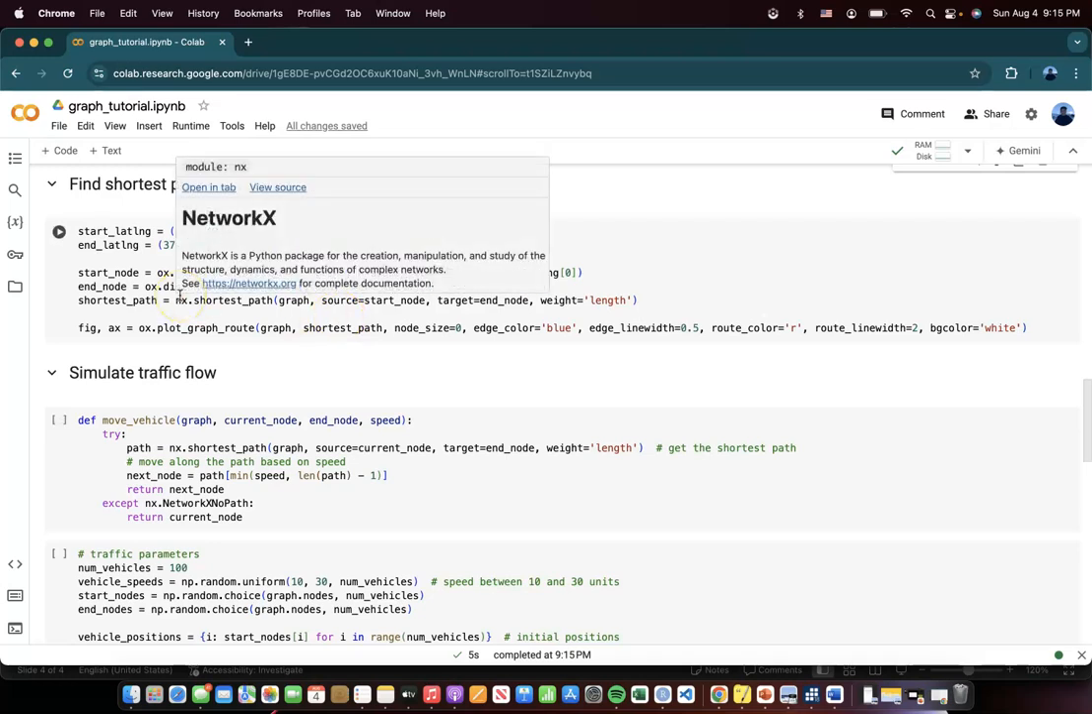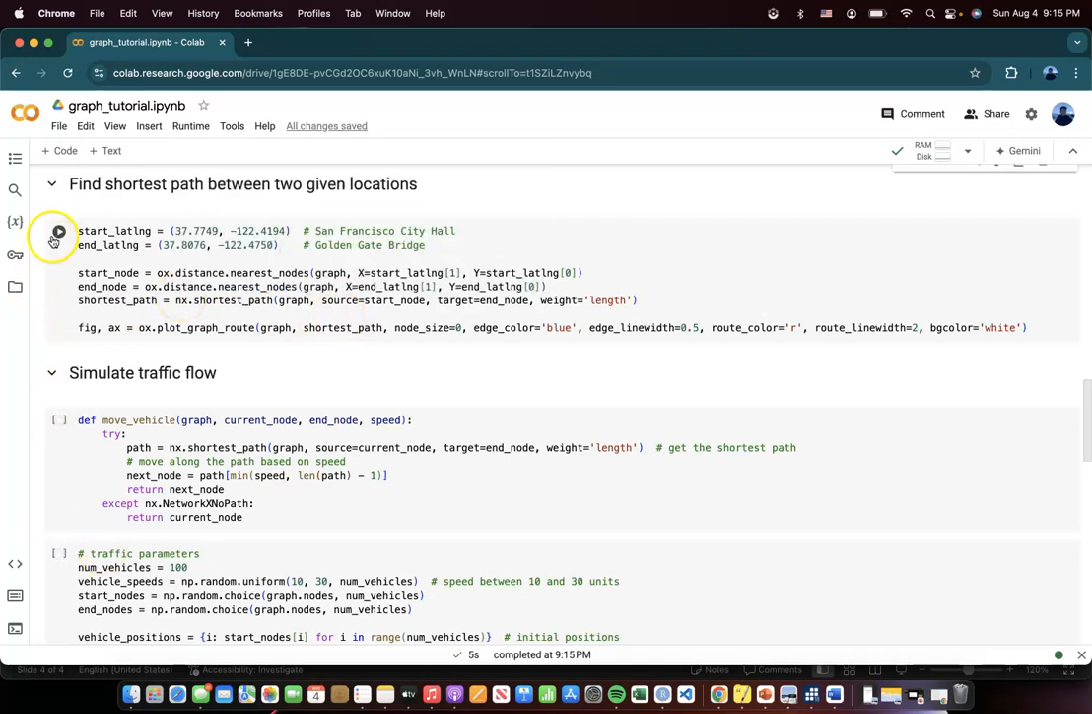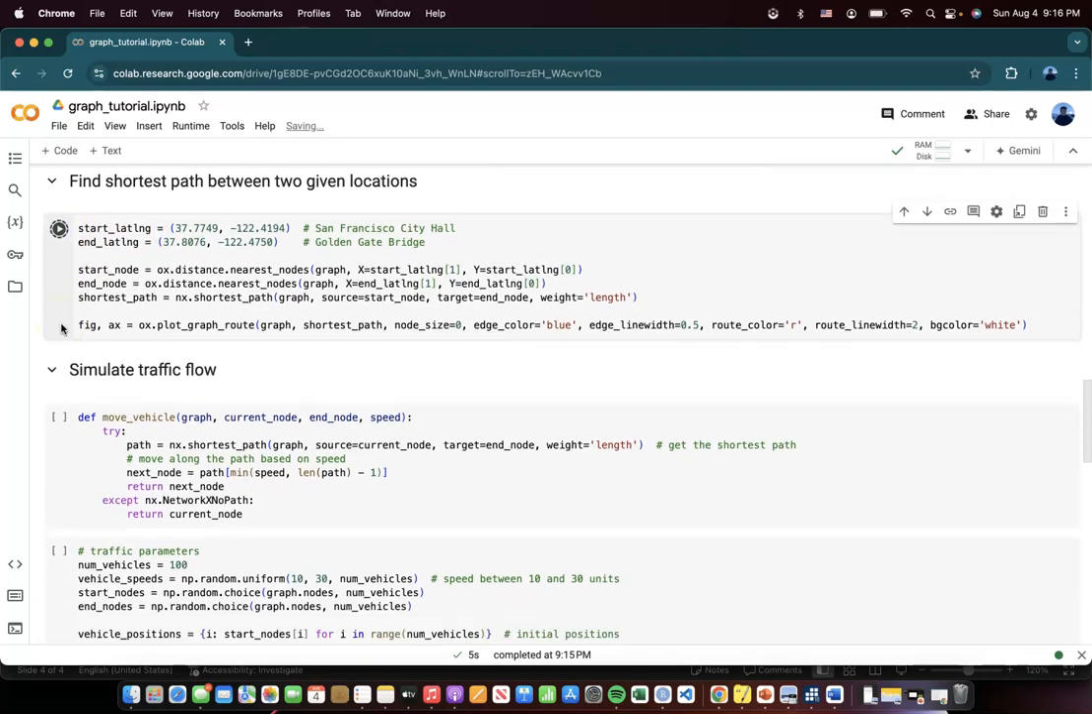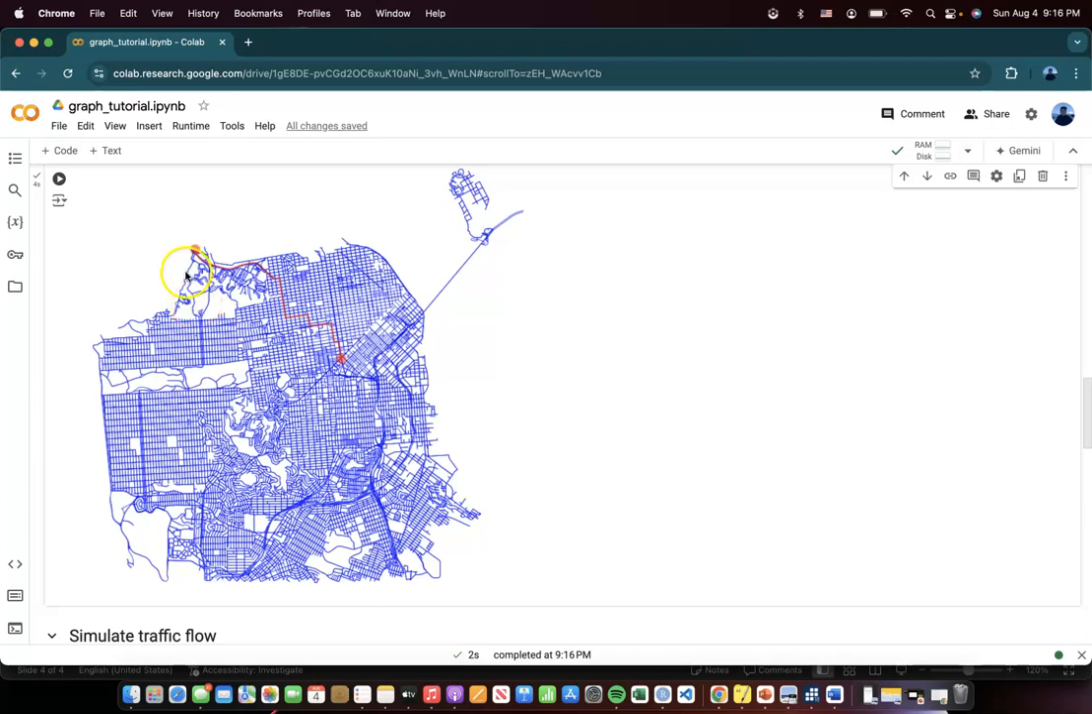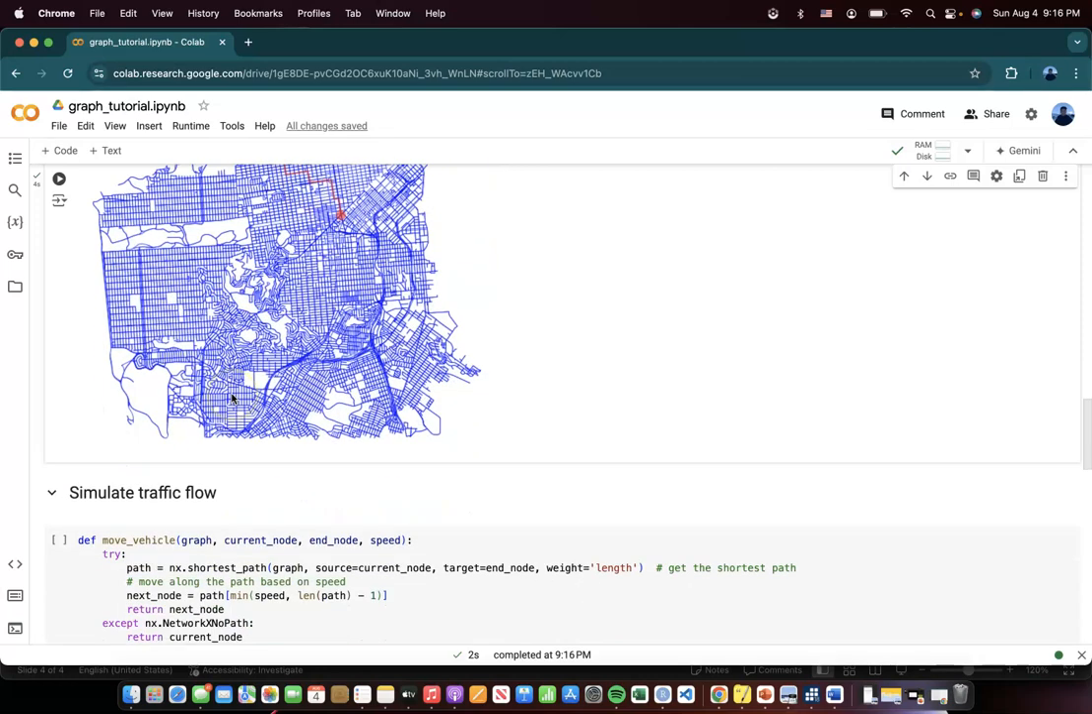And then we can find the shortest path between two given locations. So we're going to be looking at San Francisco City Hall and the Golden Gate Bridge. And so let's find that and then also visualize it. So here is the shortest path. And this is something that's likely going to be coming up if you were to put this into a GPS. And so this is the route that you would likely take.